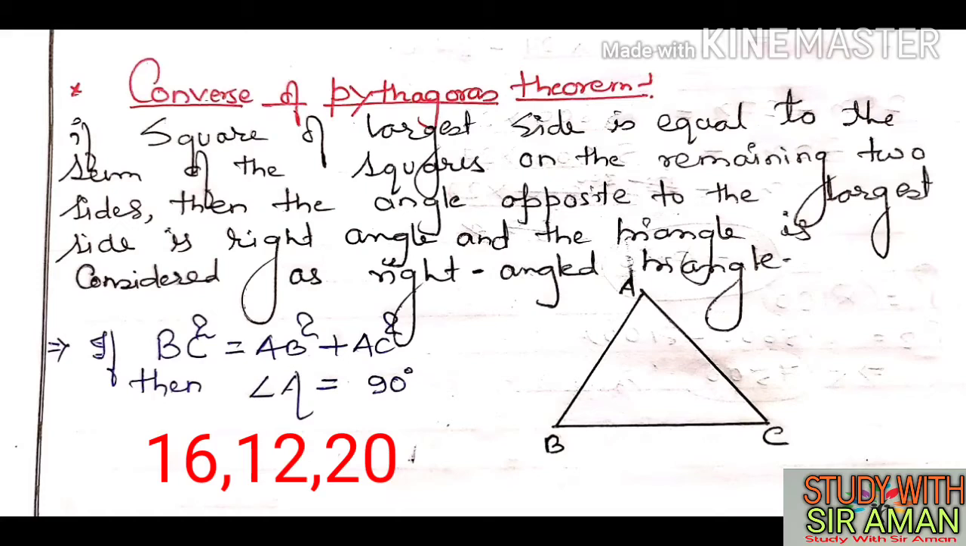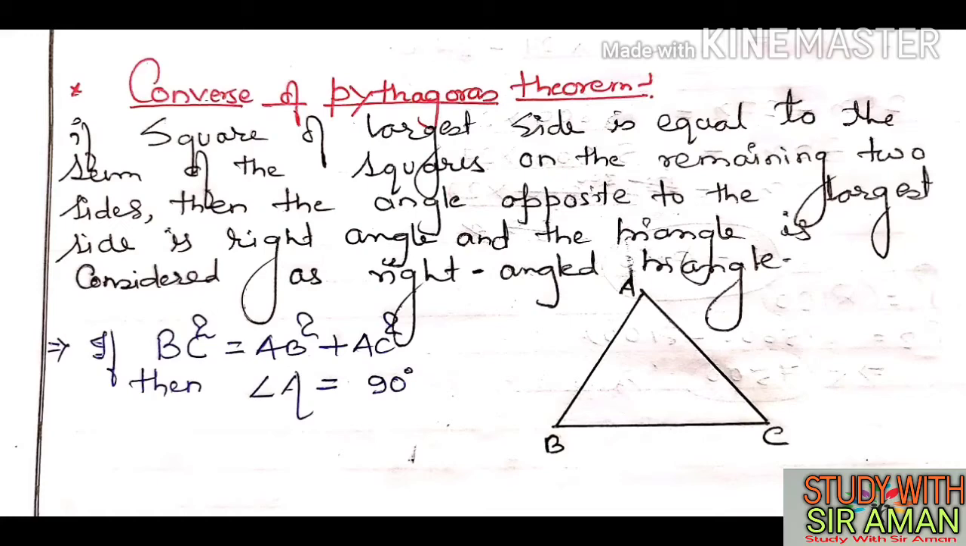Once you read out what is written here: if the square of the largest side is equal to the sum of squares on the remaining two sides, then the angle opposite to the largest side is a right angle, and the triangle is considered a right angle triangle. The same thing is written here in the converse. So by the converse you can say yes, it is a right angle triangle, when the sum of the squares of the remaining two equals the square of the longest side.